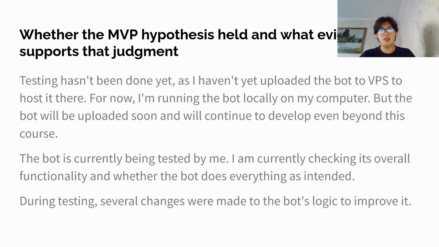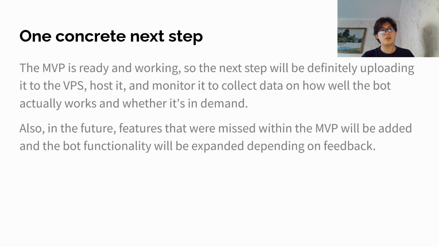It is tested by me. I'm currently checking its overall functionality and whether the bot does everything as intended. During testing, several changes were made to the bot's logic to improve it. So what will be the next step? As I said earlier, it will be deployed to a VPS and hosted so that everyone can use my bot 24/7. And I'll also be adding all of the features that weren't added in this MVP.